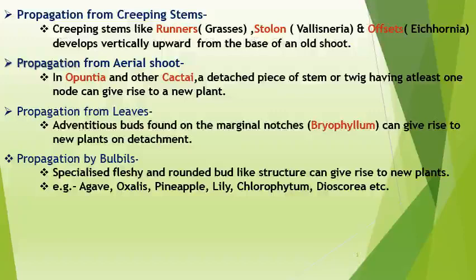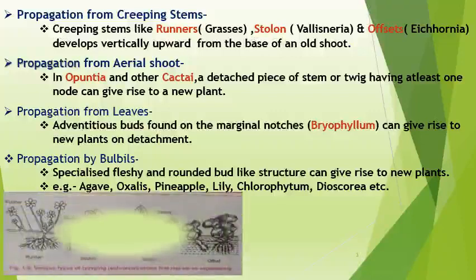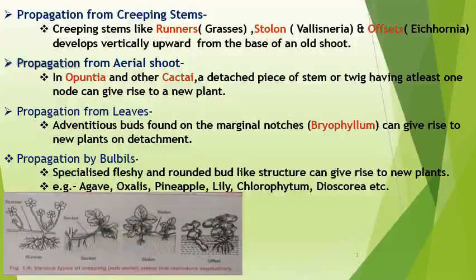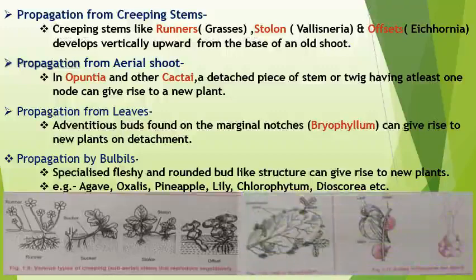After this all, I have two pictures over here through which you can just get an idea about the above mentioned categories. In this first picture, you can just see that it is just representing the propagation from the creeping stems, in which runners, sucker, stolon, and offsets category of plants are just shown. And in the second picture, you can just see that it is a propagation from the leaves of Bryophyllum, while in the next segment of picture, it is having the propagation by the bulbils.